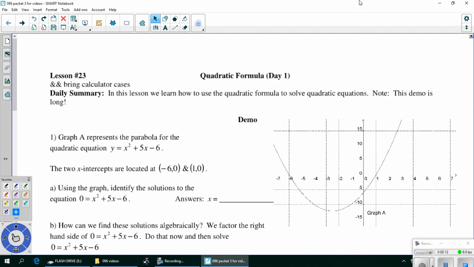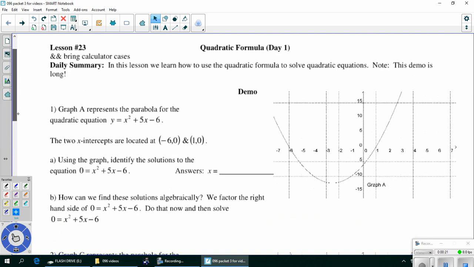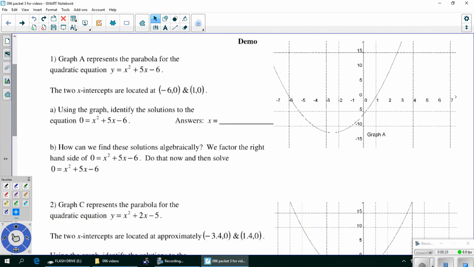Number 1, graph A represents the parabola for the quadratic equation y equals x squared plus 5x minus 6. Looking over at the graph, hopefully we can identify or estimate the x-intercepts. It's kind of hard to tell on my version of this, but on your printout it should look better. But I think the x-intercepts look like they are happening at x equals 1 and x equals negative 6. It's written here. Again, y is 0 in both cases.